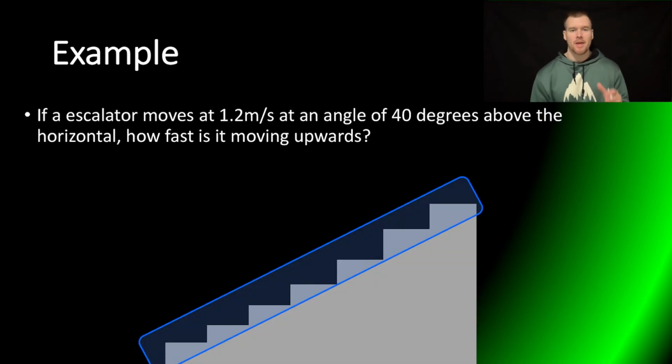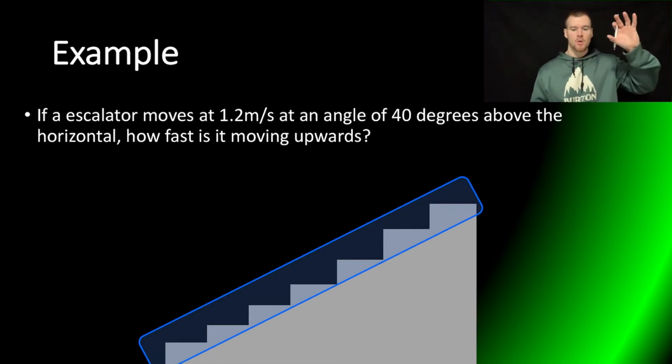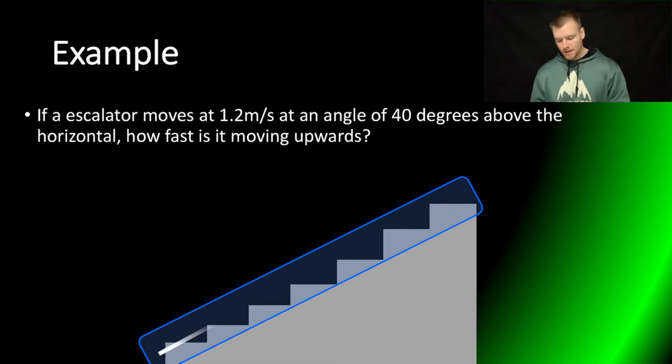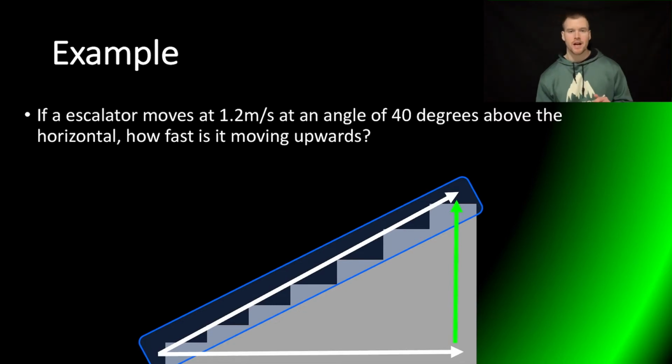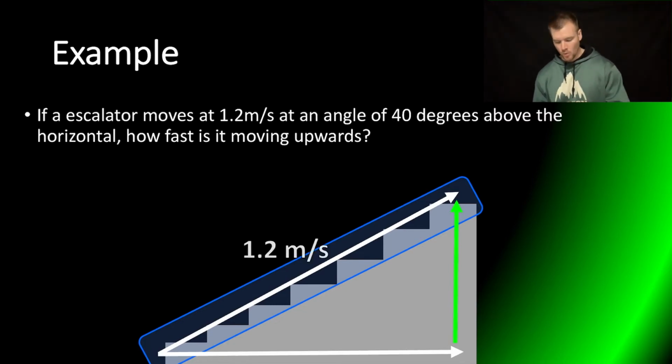Now we're going to look at one that breaks a vector into its components. It says, if an escalator moves at 1.2 meters per second at an angle of 40 degrees above the horizontal, how fast is it moving upwards? So we're looking for the component of how fast it's going up. We know it's going at an angle, and we want to say how fast it's going up. So there's the motion at an angle, and I'm going to break it into its forwards and upwards components. I put the upwards one in green because that's the only one I'm worried about.